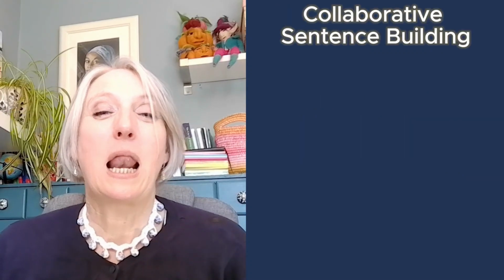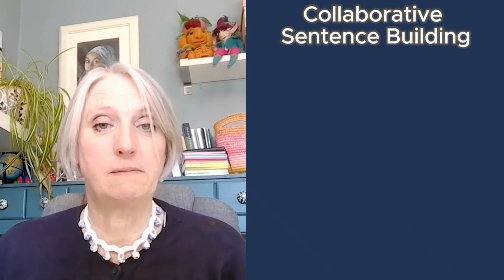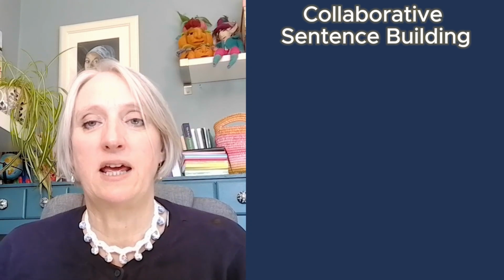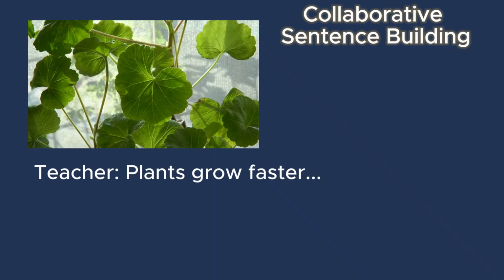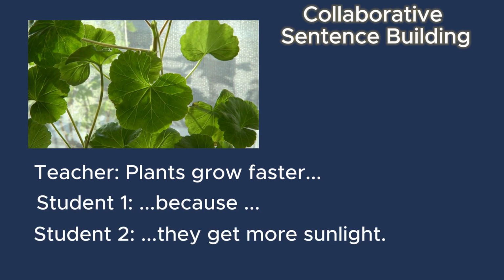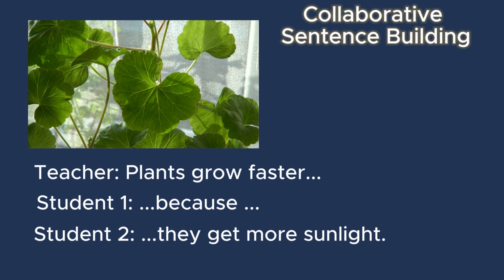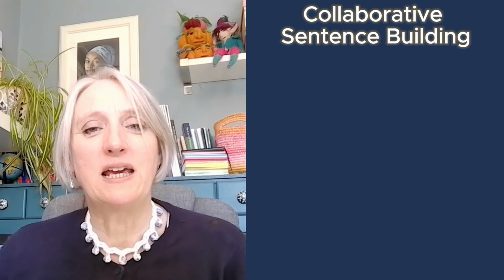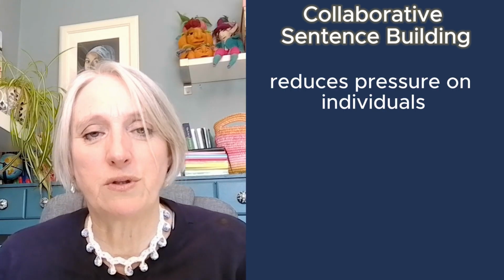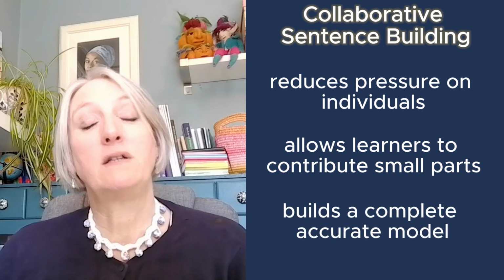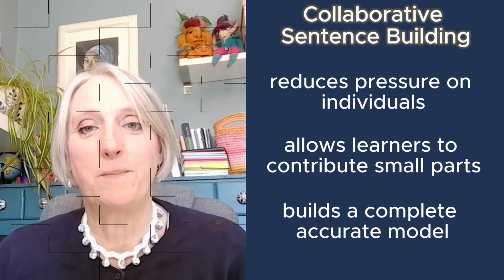Number 5 is collaborative sentence building, and this is a simple but powerful technique. Instead of one learner answering, the class builds a sentence together. So, for example, the teacher might say, plants grow faster, and one student says, because, the next one says they get more sunlight, and so the sentence becomes, plants grow faster because they get more sunlight. And what this does is it reduces pressure on individuals. It allows learners to contribute small parts, and it builds a complete, accurate model together.